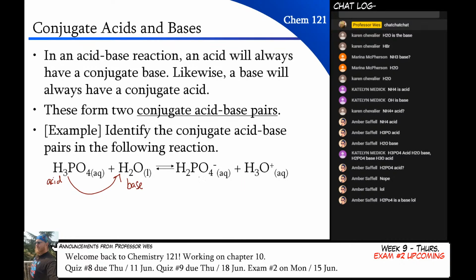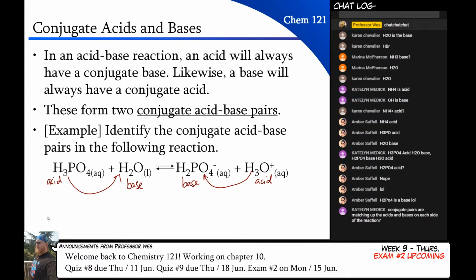And then over here on the right side, this one is the entity passing the H plus to the other. So H3O plus will give up its H plus to H2PO4 minus. And that means that it is an acid. Therefore, this is a base.